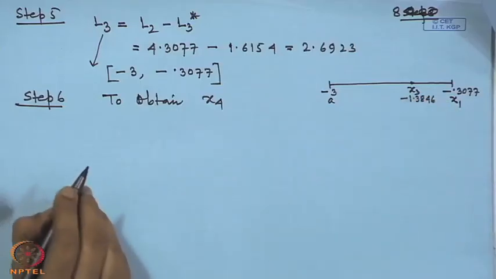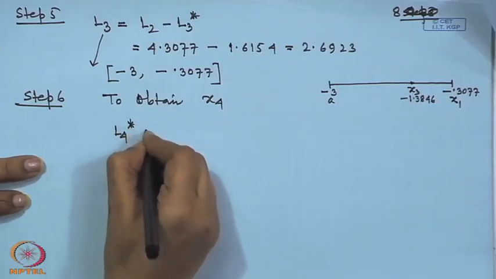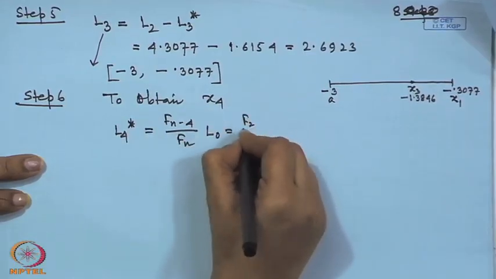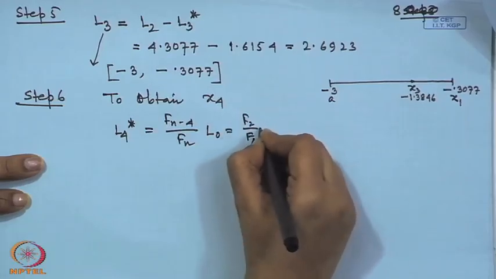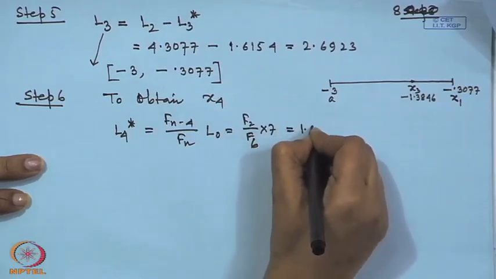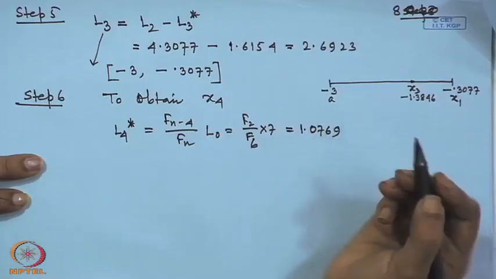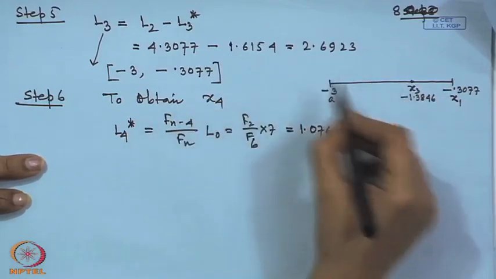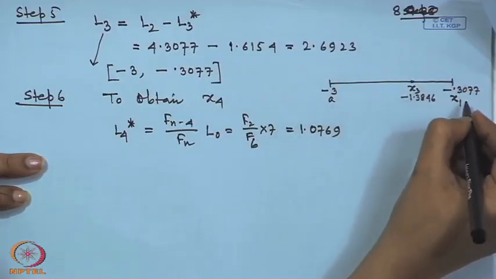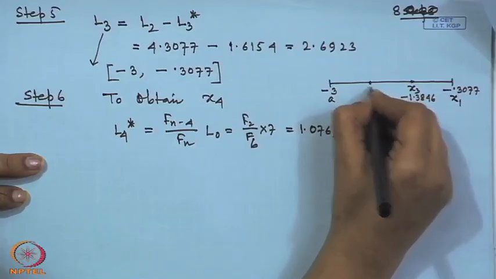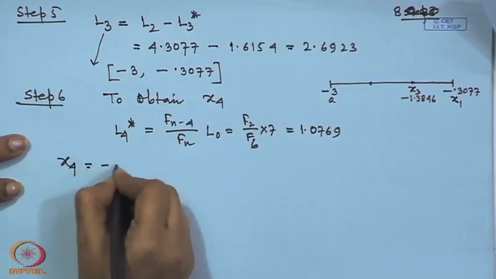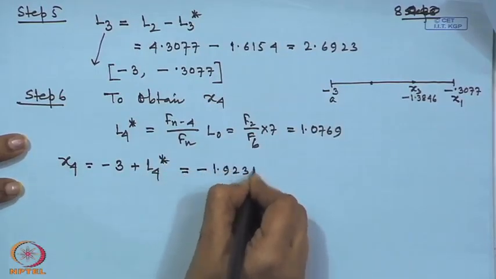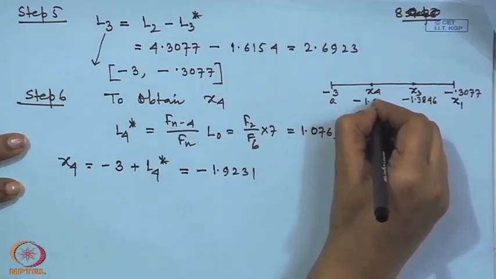Now to obtain x4 again we need to find L4 star, that would be equal to Fn minus 4 divided by Fn L0. Let me just calculate the entire thing very quickly. That would be F2 by F6 into 7, and that will come as 1.0769. If this is so, again the same thing is that both the current two experiments must be L4 star distance apart from both the ends. That is why we will consider the next, that is x4, as minus 3 plus L4 star, and it would be equal to minus 1.9231, and here must be minus 1.9231.